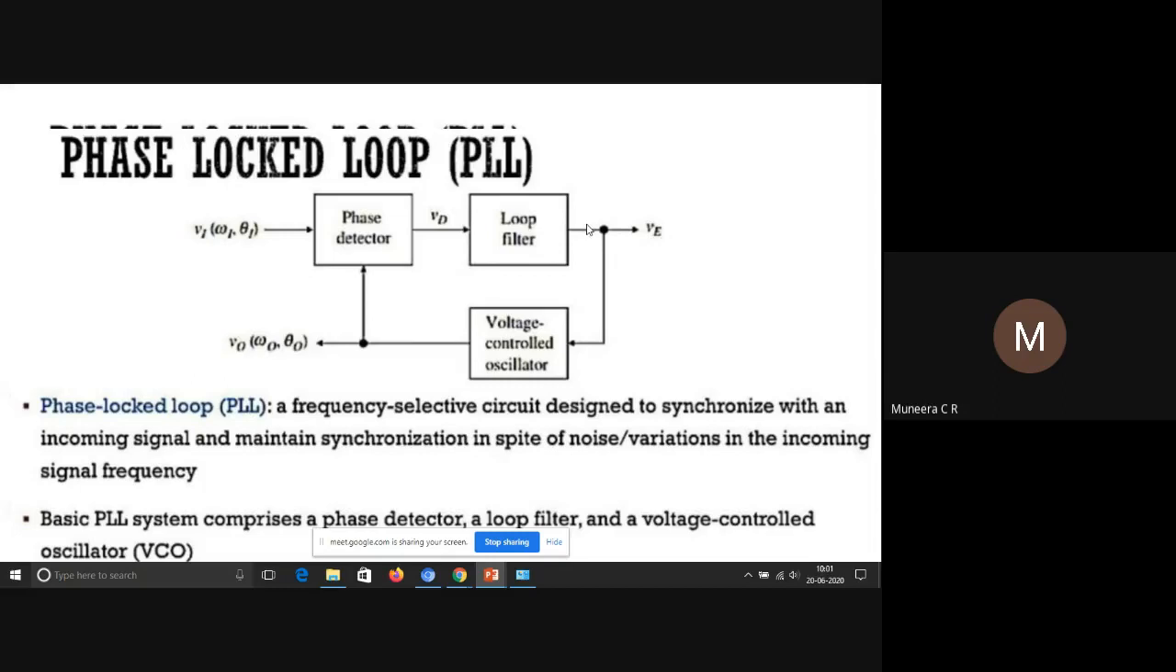Usually, as you know, at the receiving system, the incoming frequency is usually immersed in noise. So by using a PLL circuit, we can clean up the incoming signal frequency. So what is a voltage controlled oscillator?